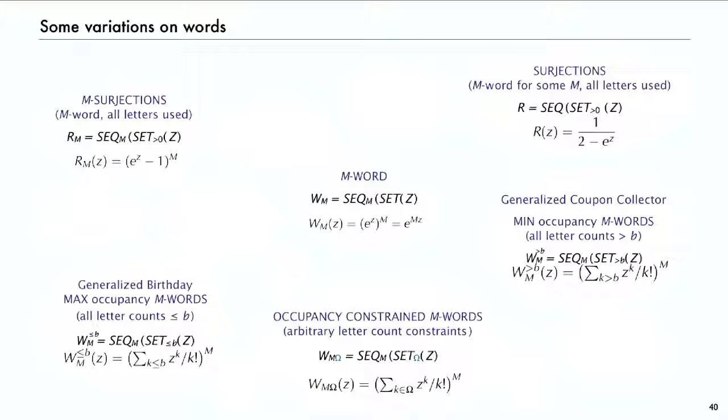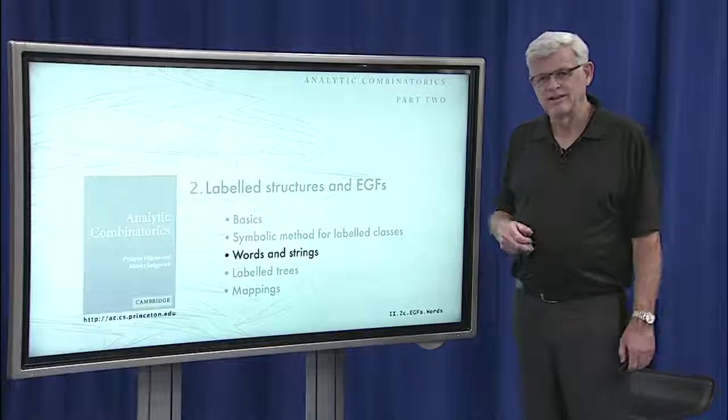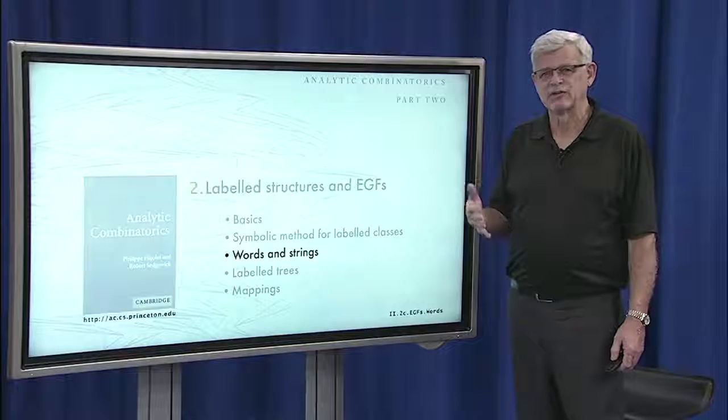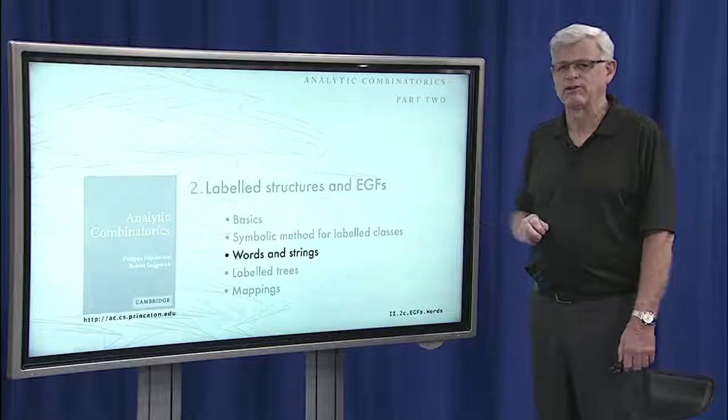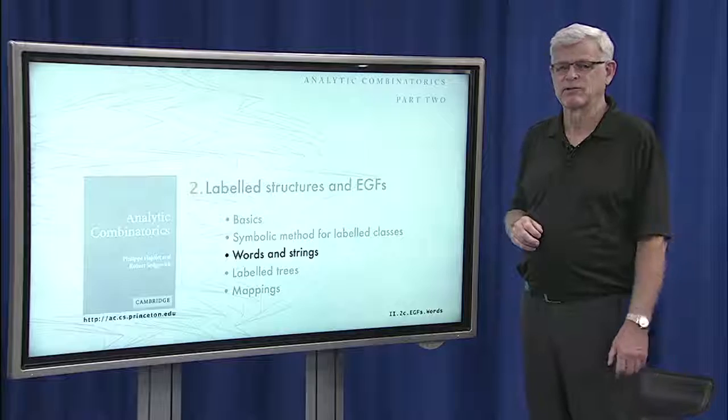And then we talked about surjections. So again, starting with a basic thing, we get a galaxy of related constructions. The constructions are quite simple, and they lead to generating functions of all different character. And that's an introduction to the analytic combinatorics of words and strings, and how to use the symbolic method to get exponential generating functions for a variety of combinatorial classes.